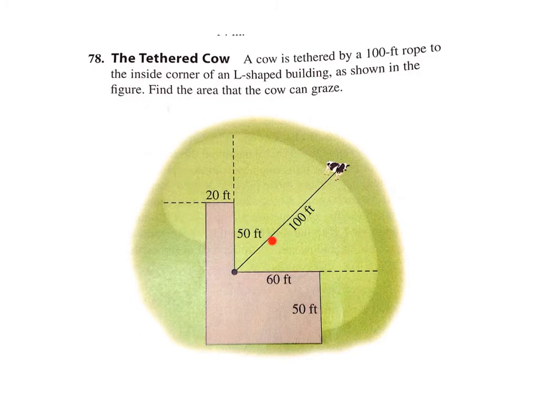So anyway, this is the shape. I'm giving you a hint here. This is the shape of the area that she will be able to graze. So go ahead and see if you can figure that out. You can put this on pause, and in the next slide I will solve it.